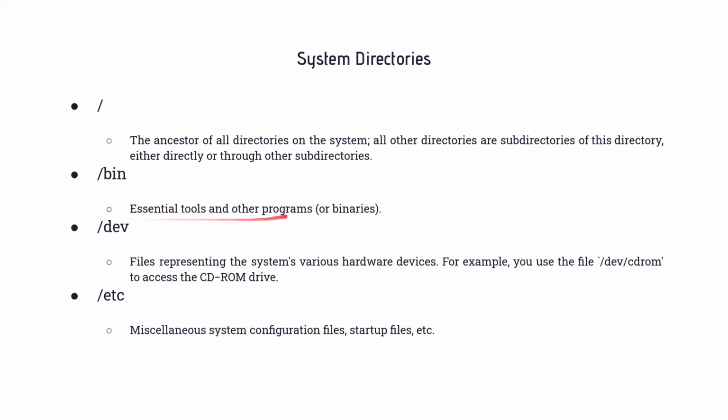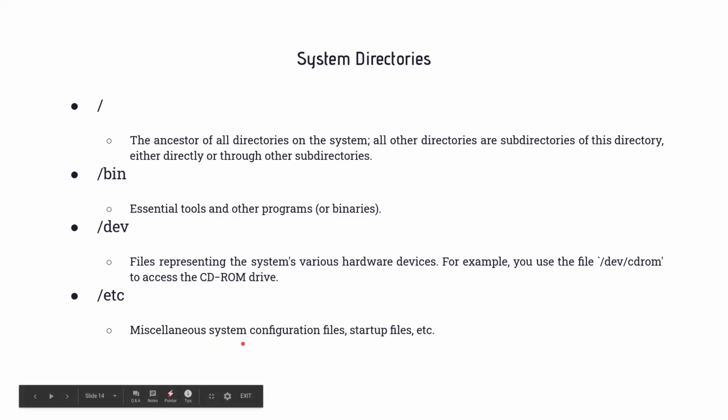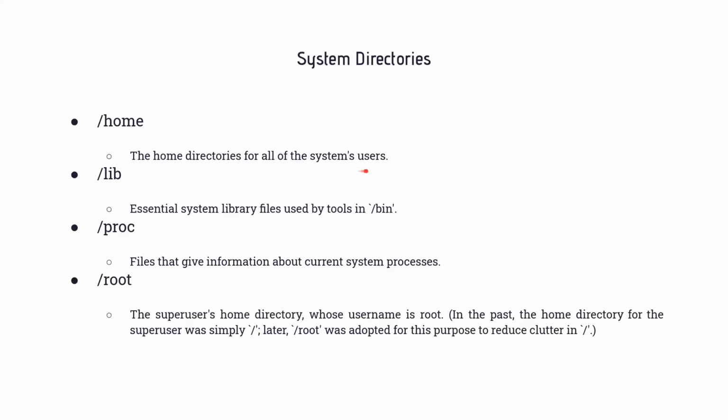Slash bin is essential tools and other programs. Slash dev is files representing the system's various hardware devices. Etc is miscellaneous system configuration files, data files, etc. Home is the home directory for all the system users. Lib is essentially the library files used by tools in bin. Proc gives you information about the current system processes.